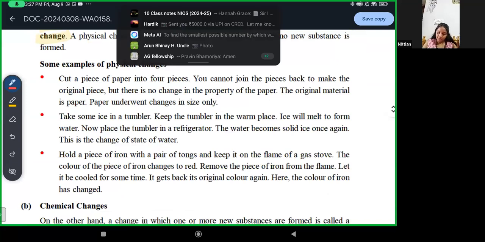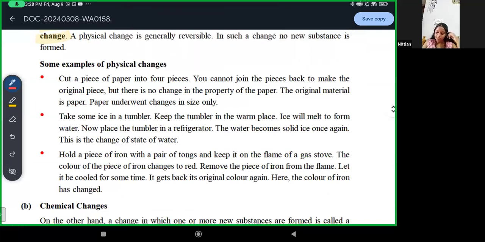Take some ice in a tumbler. Keep the tumbler in a warm place. Ice will melt to form water. Now place the tumbler in the refrigerator. Water becomes solid ice once again. This is the change of state of water. Okay, change of state and reversible.